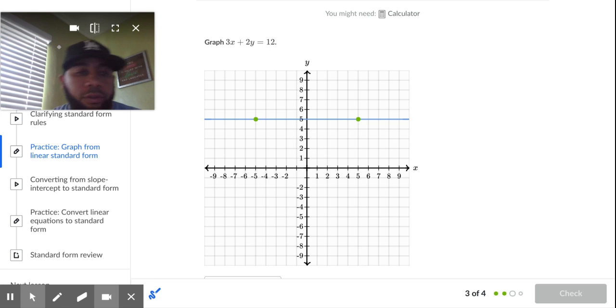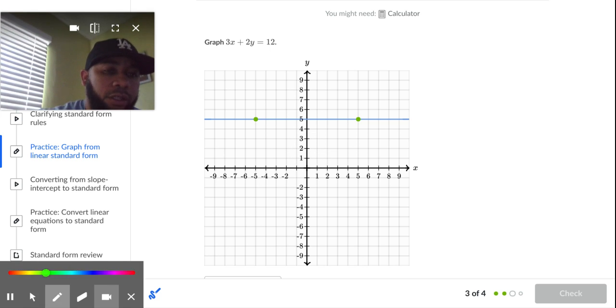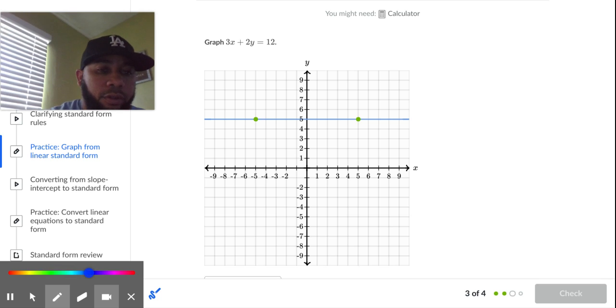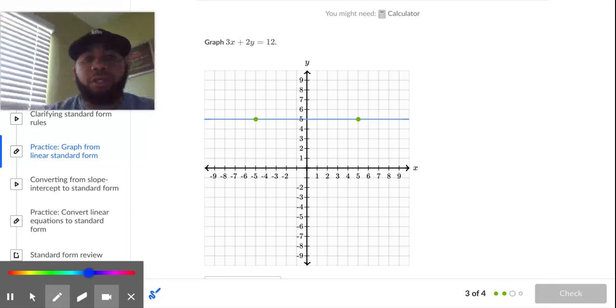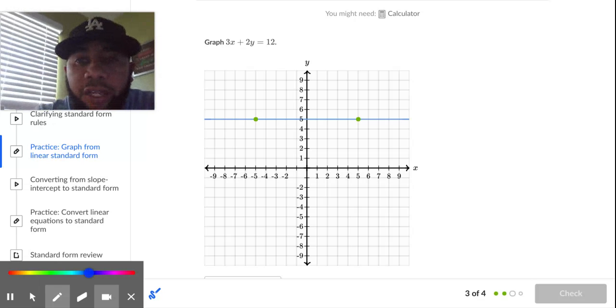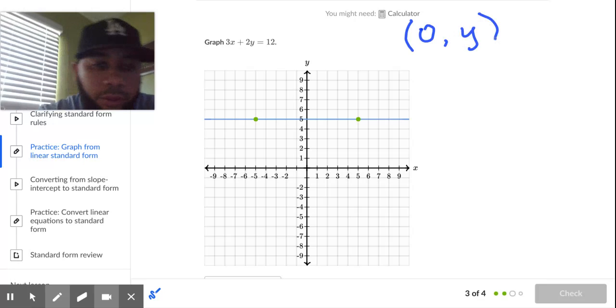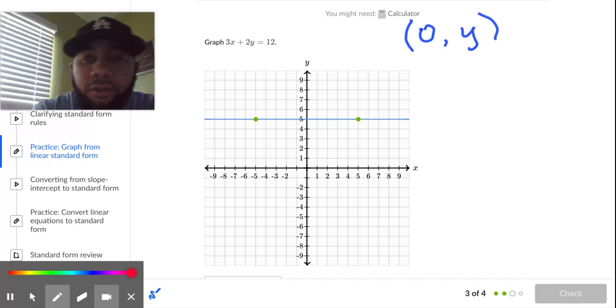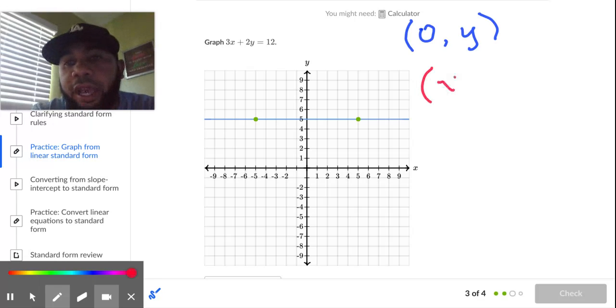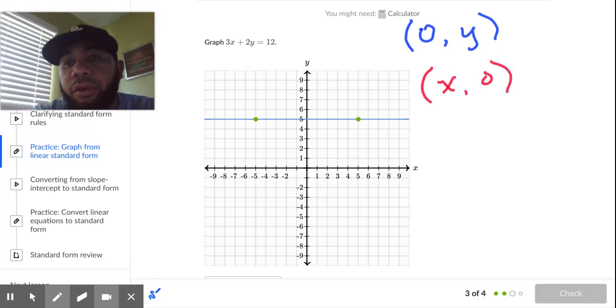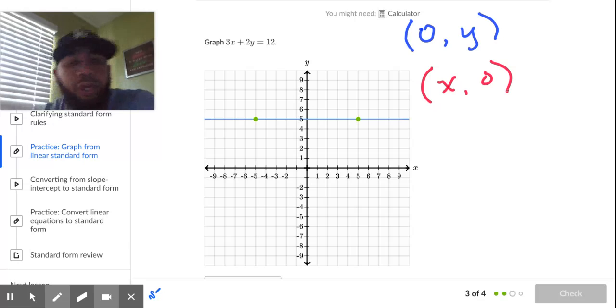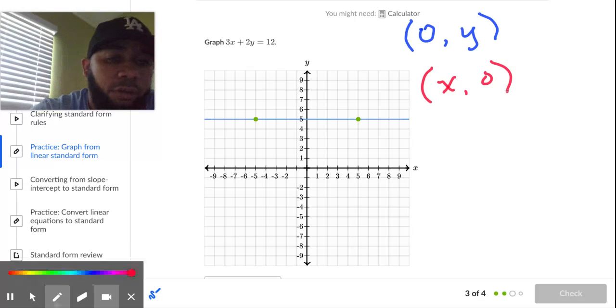And on this one, okay, I like to use my handy dandy stylus pen here. On these, what you want to do is, since you only need 2 points, if you can find when x is 0, the y, and then if you can find the x when y is 0, then you'll have your 2 points. Okay? So let's find the first one.